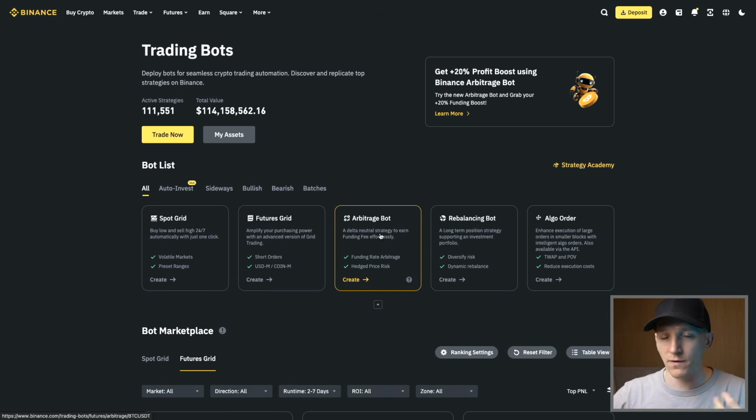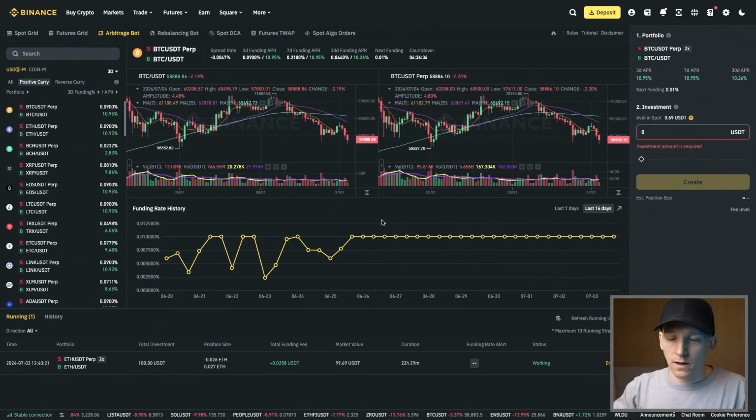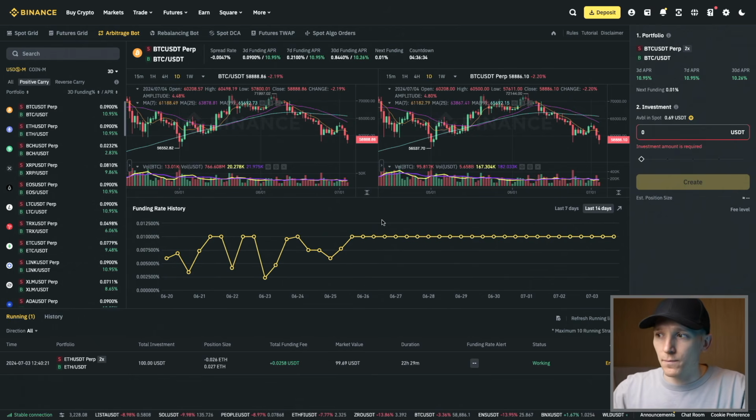I know for sure if you have other trading bot platforms, they may do this as well. So I'll show you on Binance. So, arbitrage bot in the trading bot section. This is what it looks like. So this is their entire arbitrage bot platform.